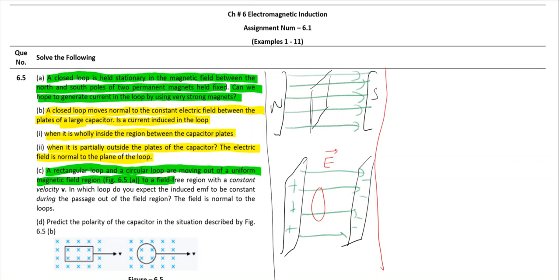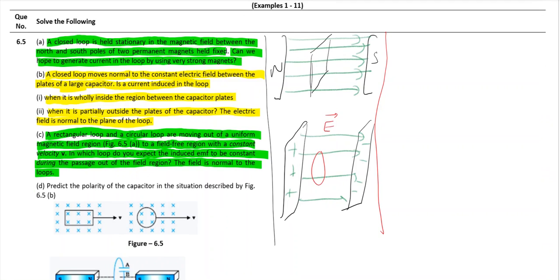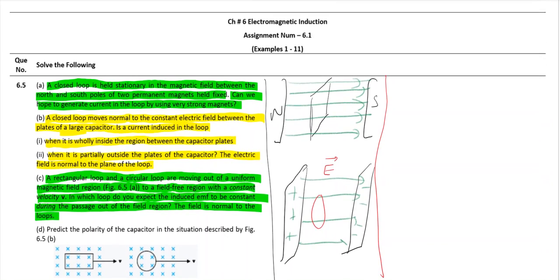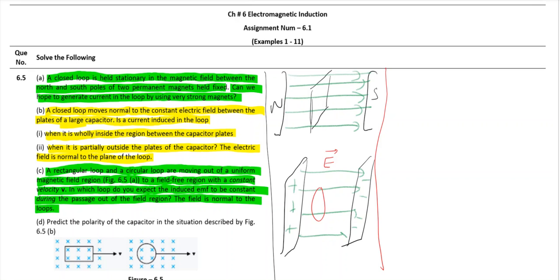Next one: a rectangular loop and a circular loop are moving out of a uniform magnetic field as shown in the figure, with constant velocity. In which loop do you expect the induced EMF to be constant during the passage out of the field region? So this is the figure we are talking about. Let me draw it again. Consider magnetic field lines to be going inside like this.